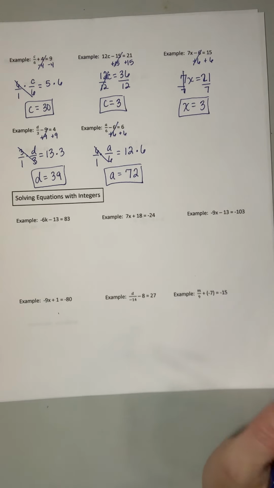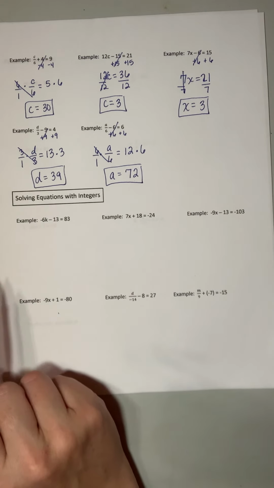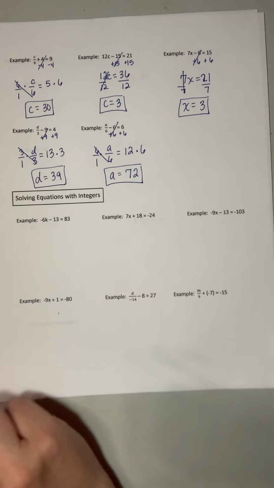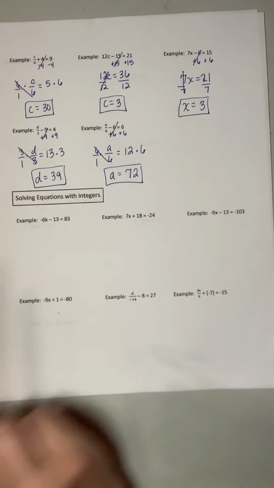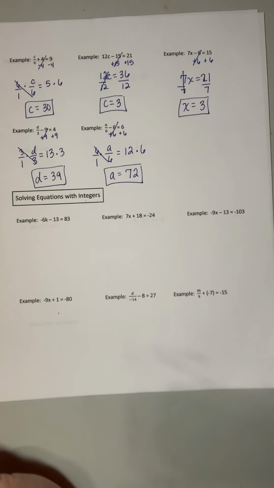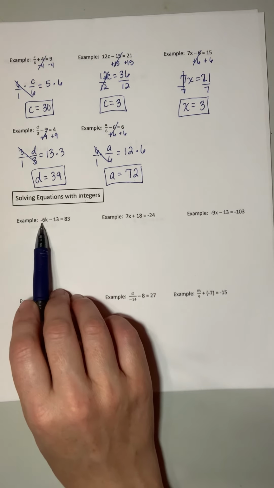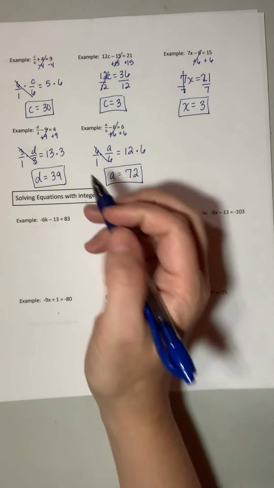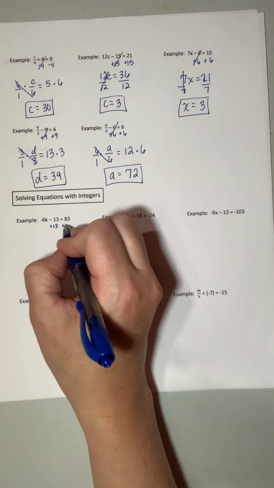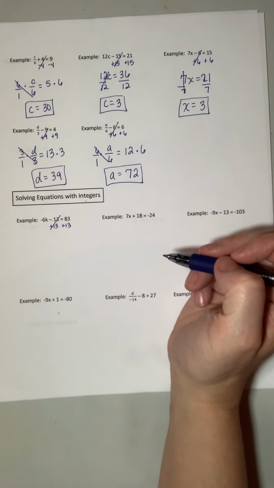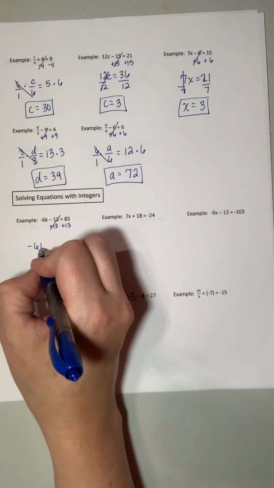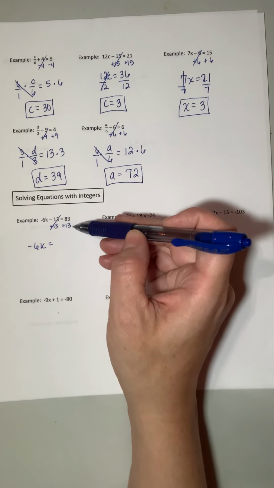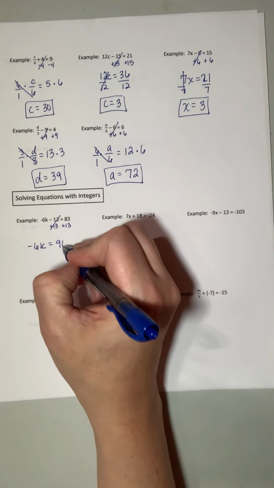All right, the last section of this set of notes is we are still going to solve equations. They are 2 steps, but I threw in negative numbers. Okay, so I still need to get rid of the -6 and the 13, and if it's minus 13, we're going to add 13 to both sides. You're left with -6k. 83 plus 13 is 96.